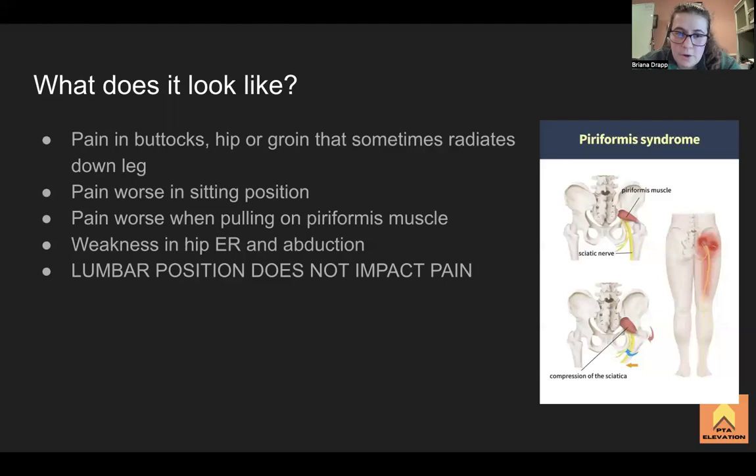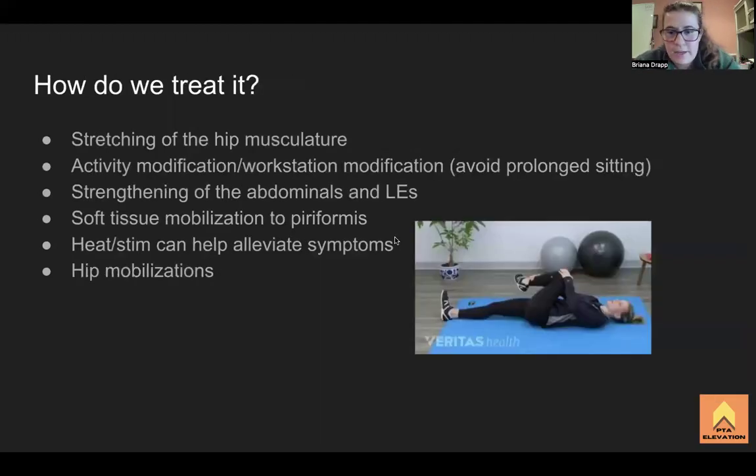And again, as I said before, lumbar position does not impact pain. This is not a spinal pathology. This is a peripheral problem in the butt, literally. Anyways, how are we treating it?